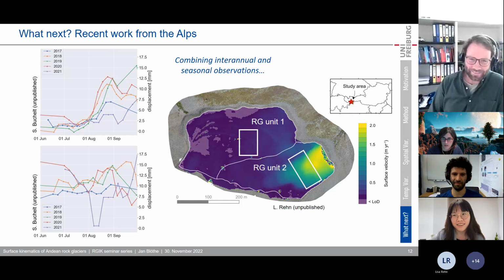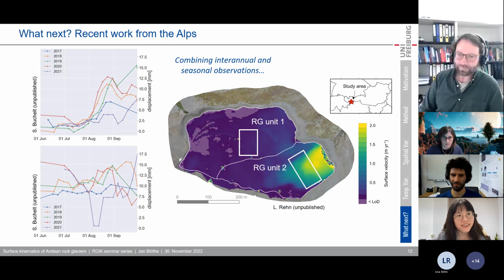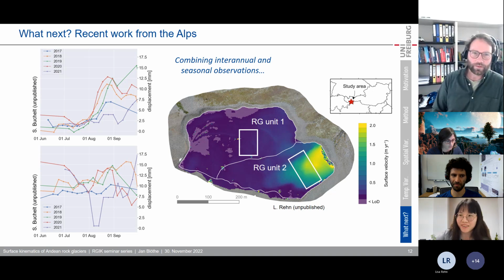I agree with you. There are many factors that could affect the movement of rock glaciers, including their likely seasonality behavior. But still, I think this is a very interesting finding. So thank you for sharing. I have no more questions. Welcome.